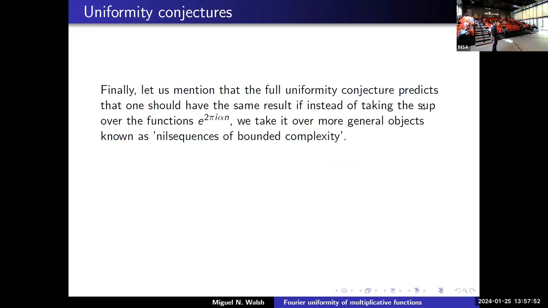And one last comment about these uniformity conjectures is that the full uniformity conjecture, which is the most general conjecture, predicts that one should be able to have the same result if instead of taking the supremum, as we have done before, over just the exponentials, we increase the space of functions with which we are correlating and consider all nilsequences. So, two things about nilsequences. They are just brief ideas, not important for the rest of the talk. Just to tell you.